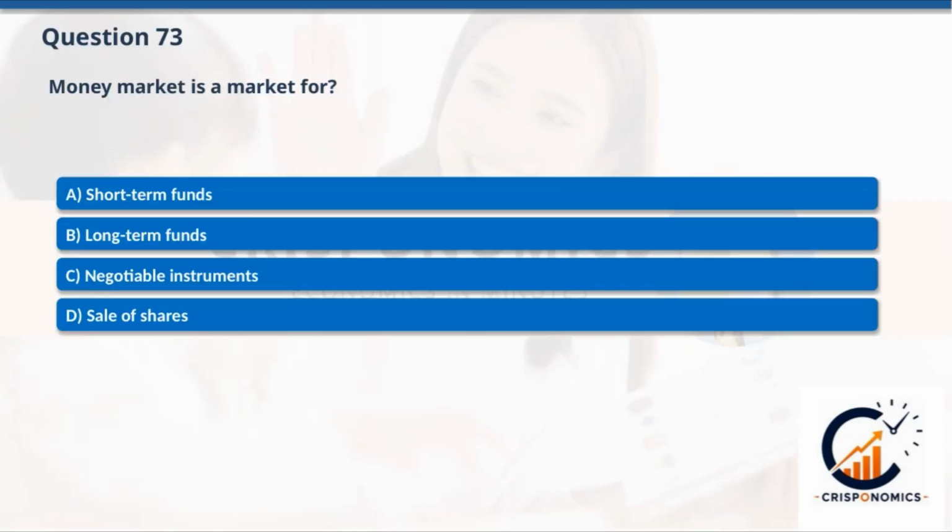Let's talk about the money market. What exactly is it? It's a market primarily for short-term funds, where businesses and governments borrow and lend cash for brief periods. It's not about long-term investments or shares. Instead, it deals with negotiable instruments like treasury bills and commercial paper. So when we ask, money market is a market for? The best answer is short-term funds, quick, liquid, and essential for day-to-day finance.